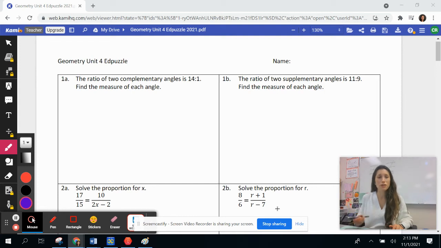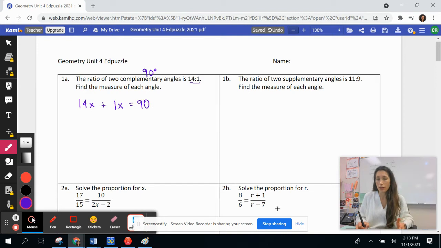All right, we're going over the unit for Edpuzzle, and we have the ratio of two complementary angles. Complementary, remember, is angles that add up to 90 degrees, and the ratio is 14 to 1. That means there was a greatest common factor taken out of that, so we need to figure out what the greatest common factor is. So 14 times some number plus 1 times that same number is going to equal 90.